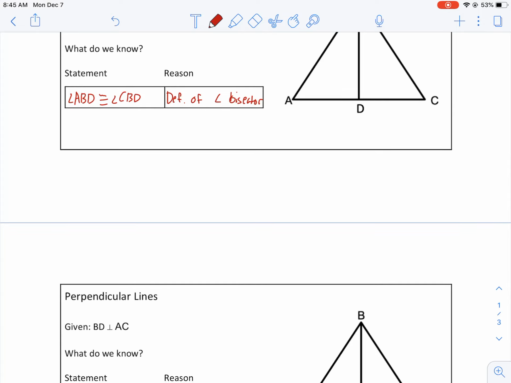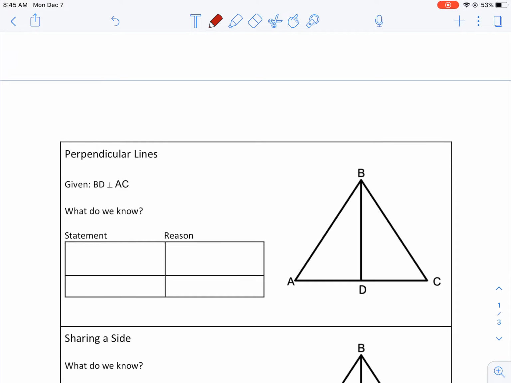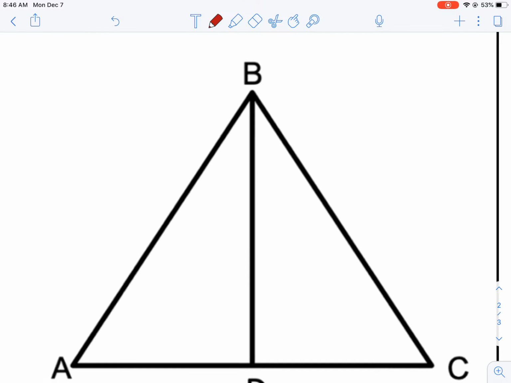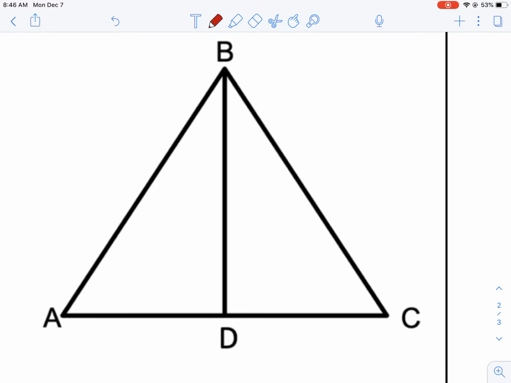Okay. The next thing that we're going to look at, all right, is perpendicular lines. So you could be told that something is perpendicular. For example, here we're told BD is perpendicular to AC. So if it says BD is perpendicular to AC, what does perpendicular mean? Perpendicular means it makes right angles. Okay, so that means this is a right angle, and this is a right angle.